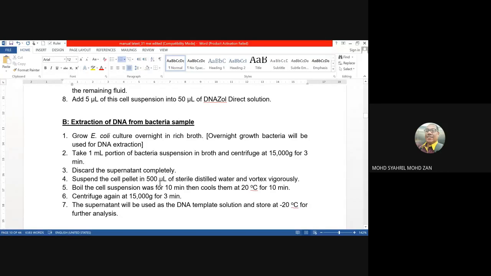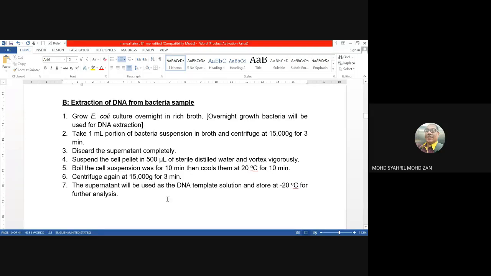So this one we have to boil. So for extraction of DNA from bacteria, we have to boil. So in other words, we call it the boiling method. So we check in your book and so on. So to extract DNA from the bacteria, we're using what we call the boiling method. So we have to boil for 10 minutes and then cool them at 20 degrees Celsius for 10 minutes. Okay. So again, we have to centrifuge at 15 G with a speed of 50 G for 3 minutes again.